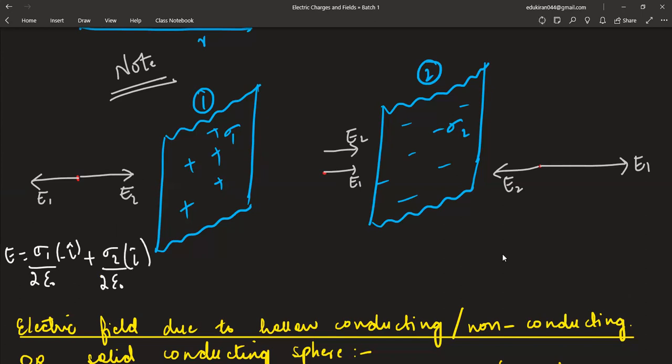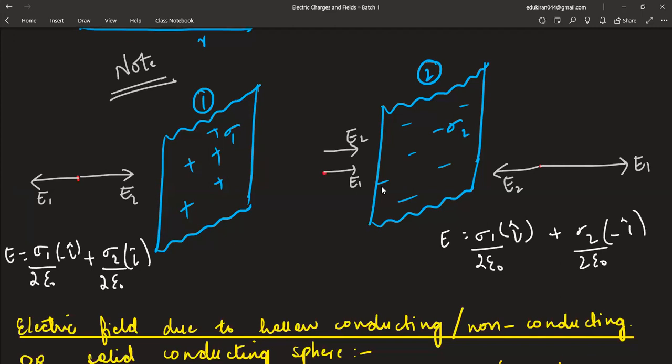Similarly, here also when you are calculating, you are vectorially adding these two. So sigma 1 divided by 2 epsilon naught will be the same, but this time E1 would be i cap, and rather this would be 2 epsilon naught, this would be minus i cap. But again, both are in the opposite direction, so you will have to subtract.